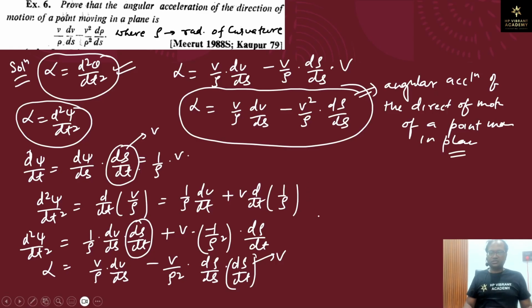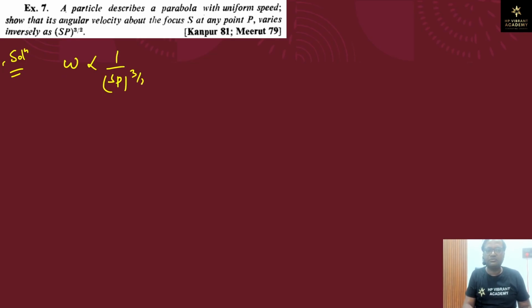Okay, let us discuss question number 7. How can we solve question number 7? A particle describes a parabola with uniform speed so that its angular velocity about the focus varies inversely as SP to the power 3 upon 2. This question is a case of a pedal equation. This we will study in the chapter of central orbits.